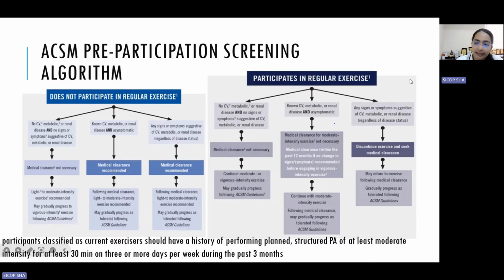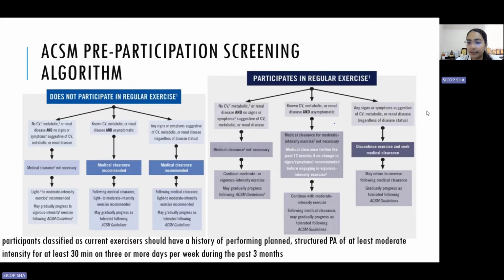Since they are regularly exercising and there are no symptoms which have exacerbated with the regular exercise, they can perform moderate intensity exercise without clearance. But medical clearance within the past 12 months, if no change in symptoms, is recommended before engaging in vigorous intensity exercise. Even if there is no change in symptoms and you want to progress to vigorous intensity, then medical clearance is expected. Then continue with moderate intensity exercise and, following medical clearance, may gradually progress to vigorous intensity as tolerated.